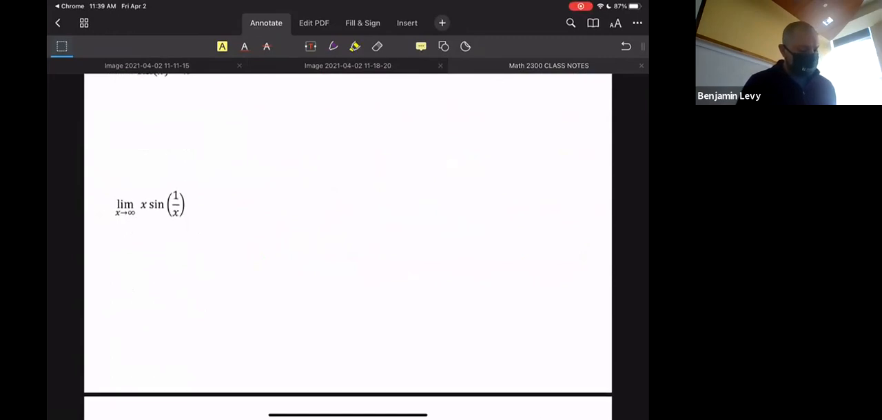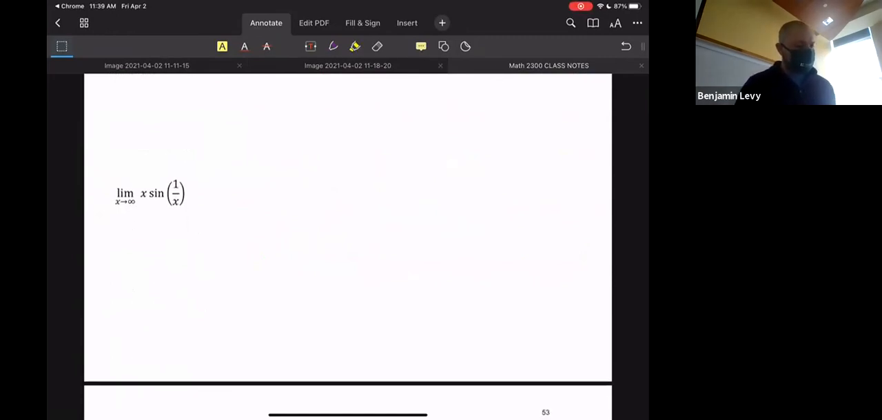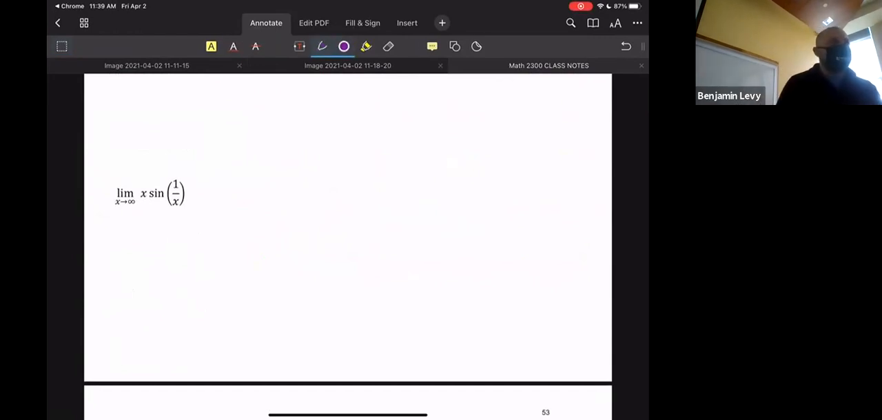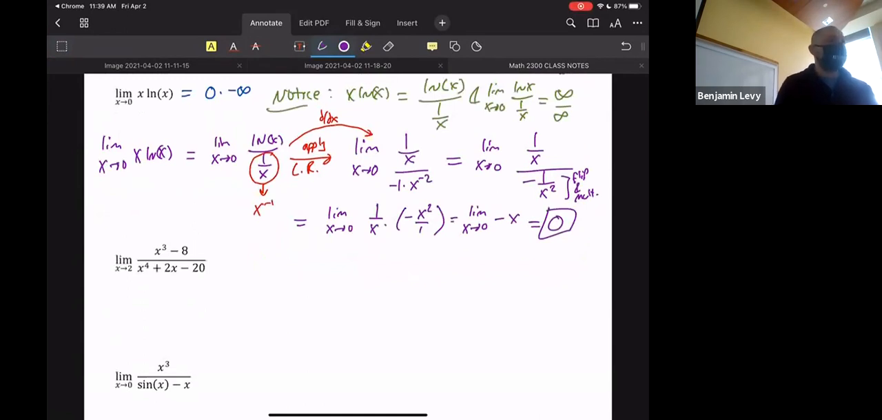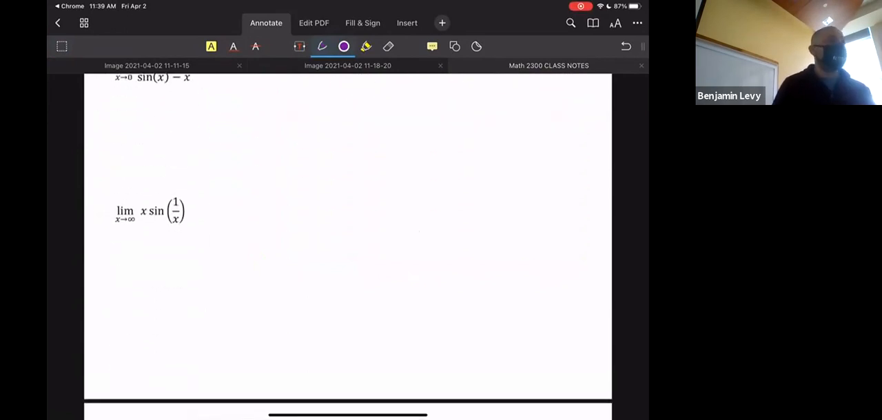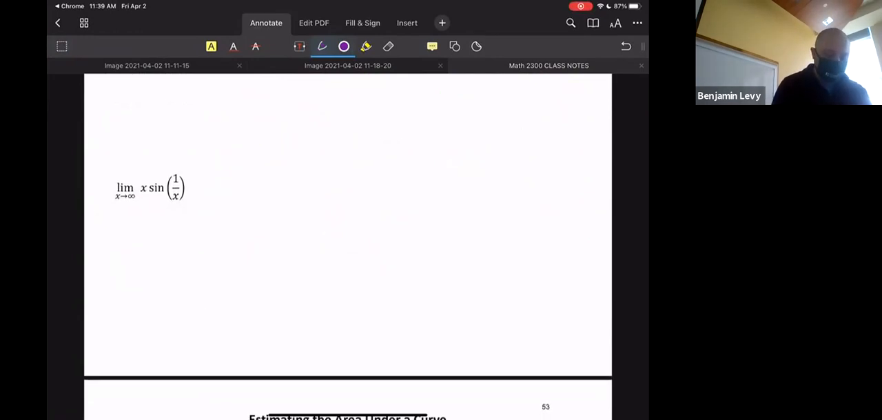I'm just going to show you the one on the bottom here before we do the quiz. The one on the bottom is an infinite limit. The one we just did was approaching 0. The one on the bottom, we're plugging in infinity. So it's like infinity times sine of 1 over infinity, which is infinity times sine of 0. And sine of 0 is 0. So this is one of those weird indeterminate forms, infinity times 0.